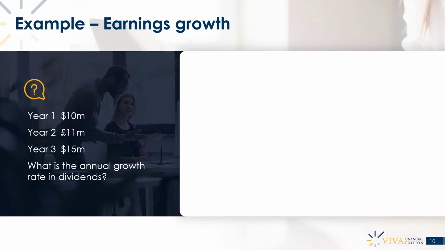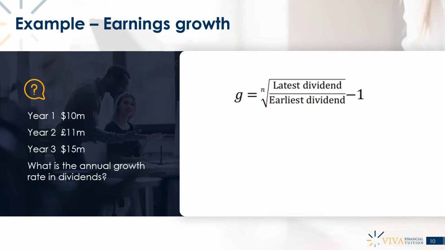Let's now look at an example to put this into practice. Here, this company's got 3 years worth of dividends, and we're asked what's the annual growth rate in dividends. Now this could be earnings just as easily. Earnings, dividends, exactly the same approach. There's our formula. So what I'd like you to have a go at is doing this for yourself. Pause the recording here, have a go, and then we'll compare.